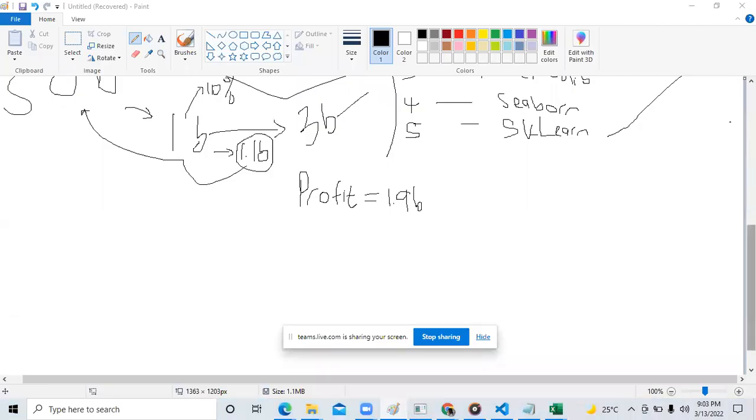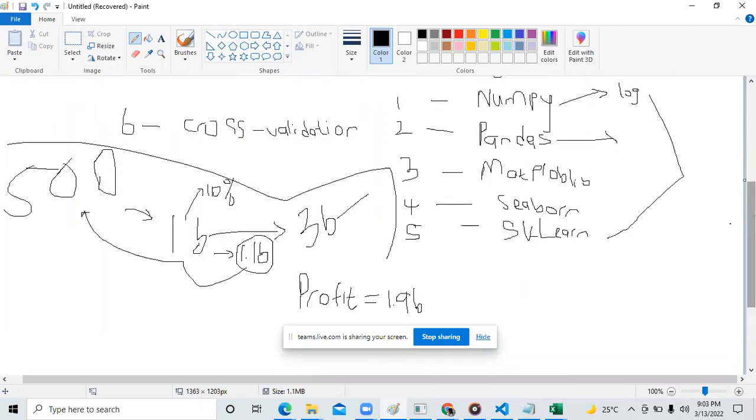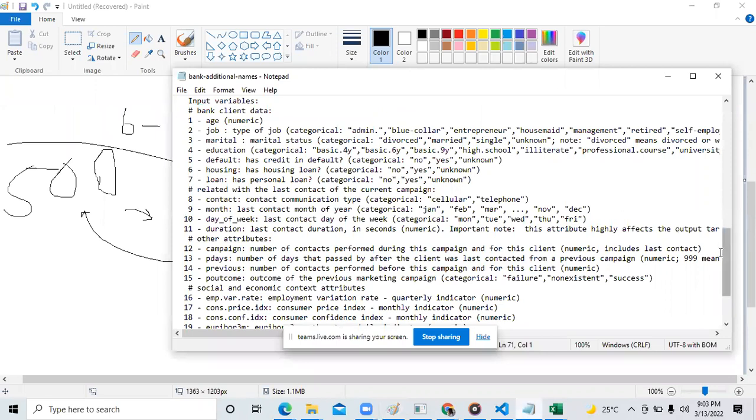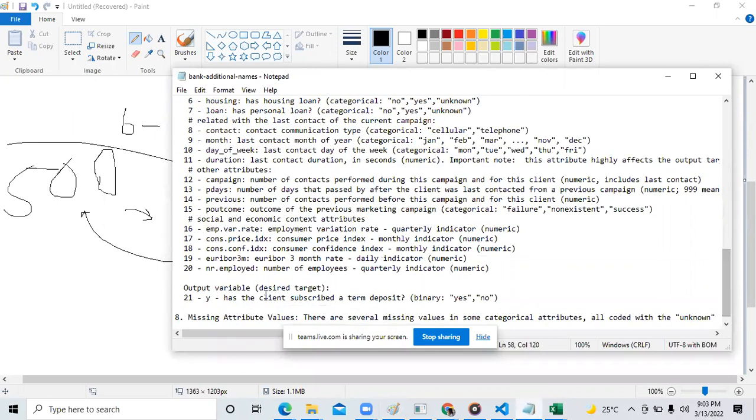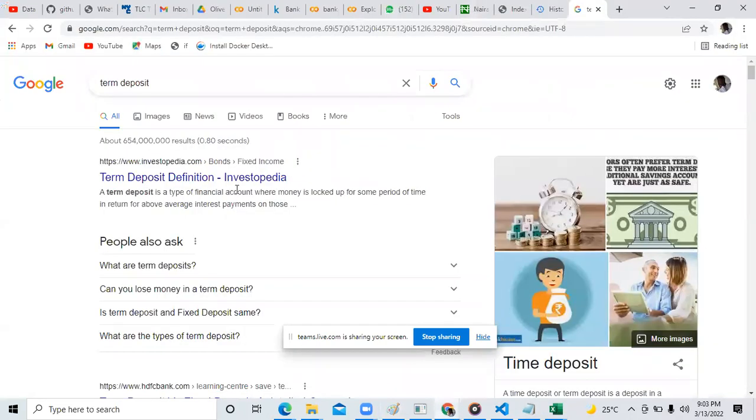So I've explained that the first thing that we do is to understand the output variable, right? Which this time around is the client depositing money in their accounts for a period of time. So I want to do research on the meaning of term deposits, right? And Google has told us that term deposits is a type of account where money is locked up for a period of time. Because I've worked in the bank before, I don't even need to go further because I understand that banks have these deposit accounts where you lock your money.